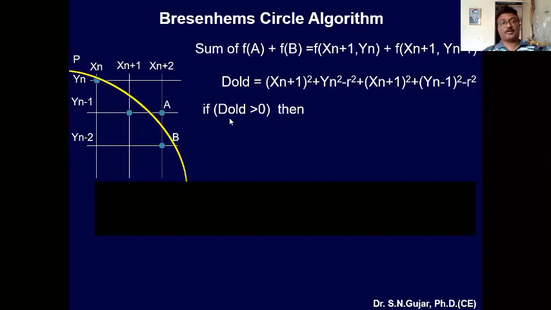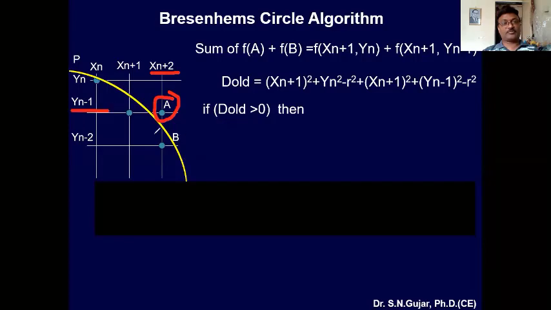So this point A and B, what are the coordinates of this? A is xn plus 2, yn minus 1, and here B coordinates are xn plus 2, yn minus 2. What will be the coordinates of A? What is the coordinates of A? This is xn plus 2, yn minus 1.